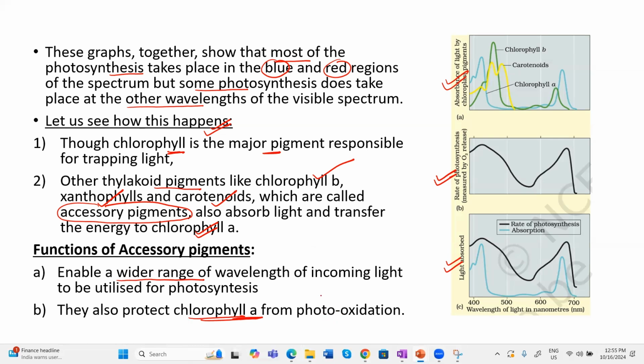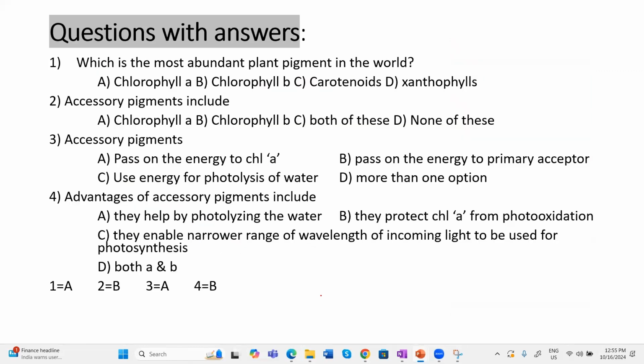So based on this, the topic which we discussed, absorption spectrum and action spectrum, few questions are there. Try to solve them. See, which is the most abundant pigment present in this? So the answer will be chlorophyll A. What does accessory pigment include? Accessory pigments we have seen, it is chlorophyll B and carotenoids. So the answer will be this only. You can't take chlorophyll A, because chlorophyll A is your chief pigment, means it is a primary pigment.